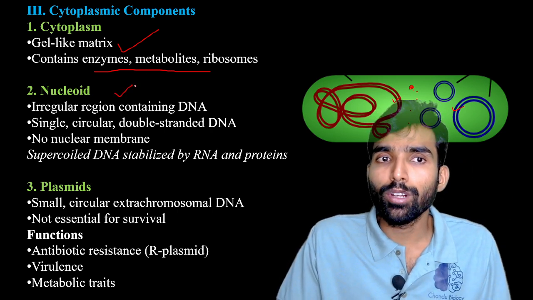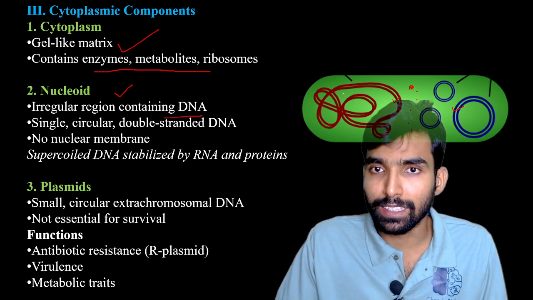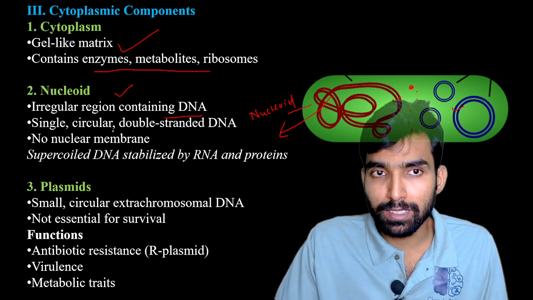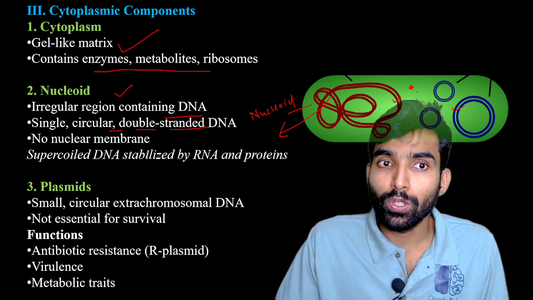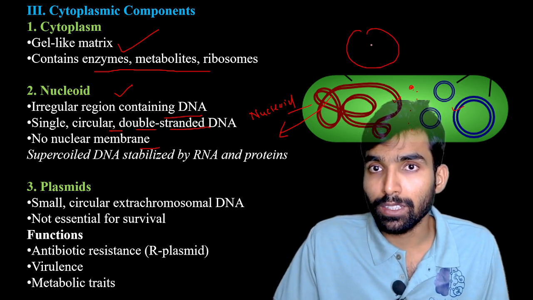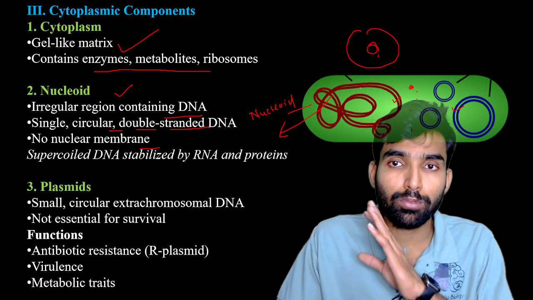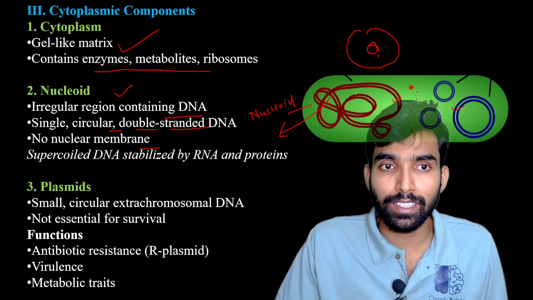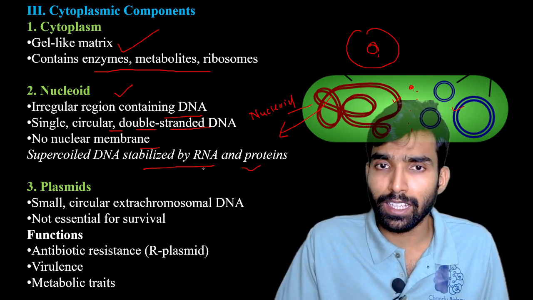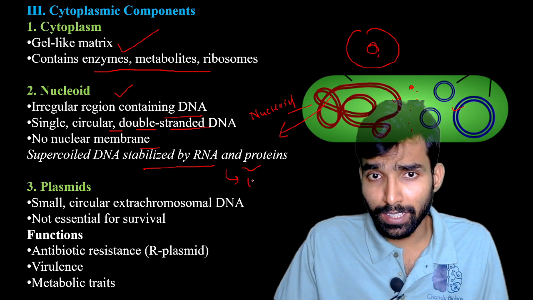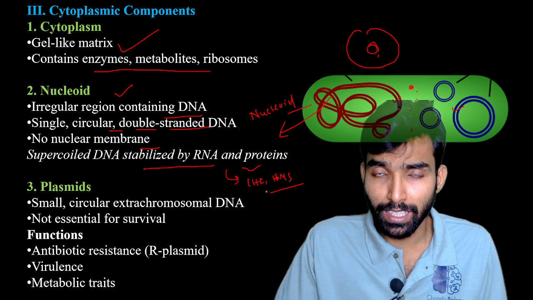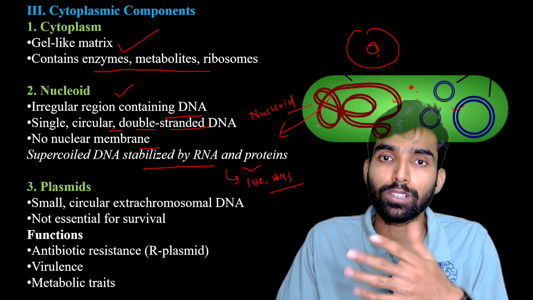Then the nucleoid. Nucleoid means the irregular region containing the DNA. It can be single, circular, or double-stranded DNA, with no nuclear membrane. In eukaryotes, there is a nucleus and a membrane, but in prokaryotes nothing is there. It is just naked DNA. Supercoiled DNA is stabilized by RNA and protein. There are histone-like proteins like IHF and HNS, and these help in supercoiling of the nucleoid.